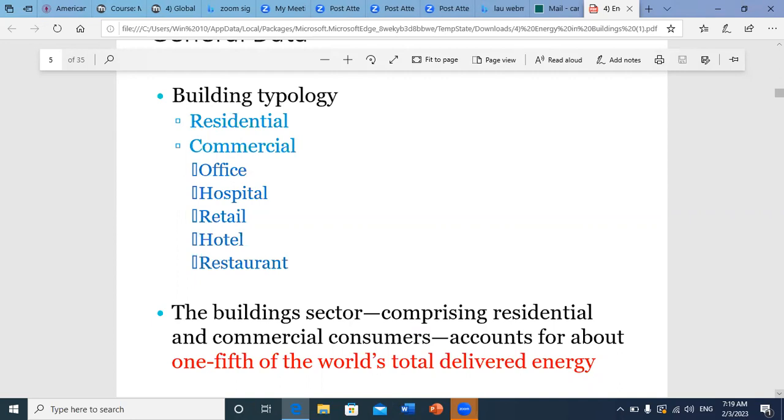So, as discussed previously, the building sector, comprising residential and commercial consumers, accounts for about one-fifth of the world's total delivered energy. That's why tackling use of energy in buildings is very important. And if we can reduce this energy consumption and enhance the efficiency of systems delivering energy to this sector, this will lead to a high decrease in energy consumption and energy cost. Plus, this will reduce, of course, the need to use fossil fuels for energy production.